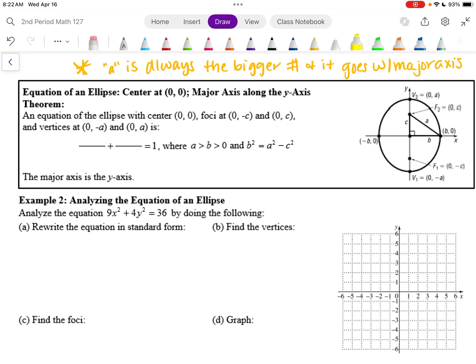So my center is still going to be 0, 0 for now, but notice now my foci are on the y's, and my vertices are also on the y's. So my equation now is still x squared plus y squared, but now my a squared is going to be under the y squared because it's the bigger number. My foci is still c squared equals a squared minus b squared. Okay, so you can notice the difference here. My longer axis is along the y-axis.